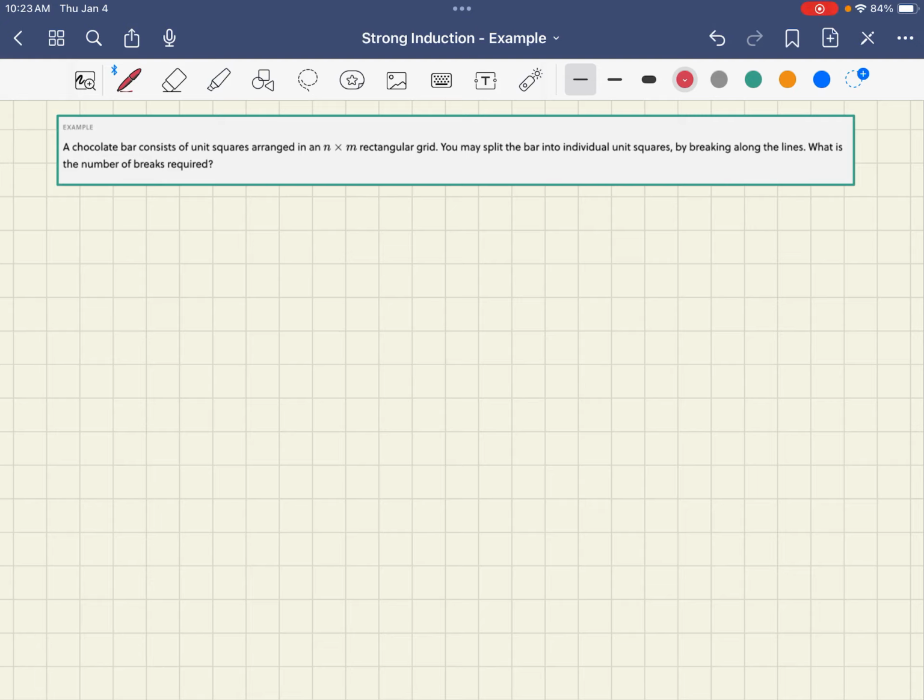Okay, so this is an example that illustrates strong induction. I think it illustrates it pretty well. I've been struggling a lot with it, and after a few days of banging my head against this concept, I feel like I finally got it. And it doesn't seem to be as hard as the textbook makes it out to be.